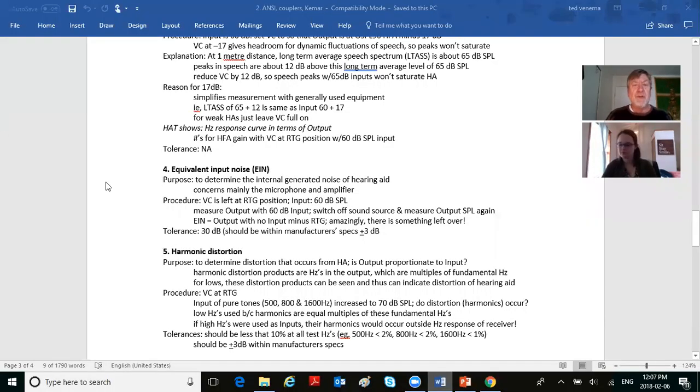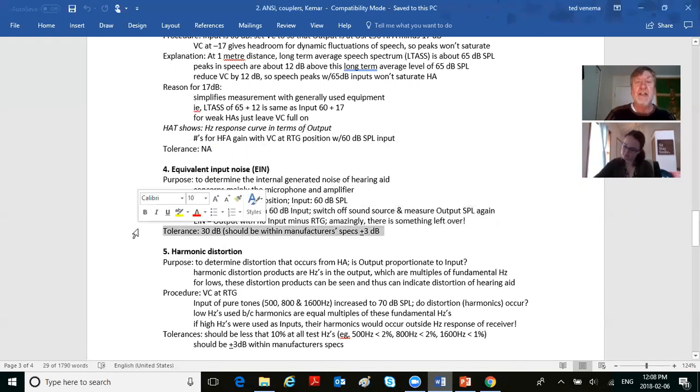So look at EIN here. Purpose: to determine the internal generated noise of the hearing aid. Concerns mainly the mic and the amplifier. Procedure: volume control left at reference test gain position. Input is 60 dB. So you're measuring the output, and don't worry about the blah, blah, blah about these two sentences right here. You can read them if you want to. FNO, for nerds only, or freak not out, but the point is your EIN should be 30 dB or less. Okay, and what's the tolerance? Plus or minus 3 dB.